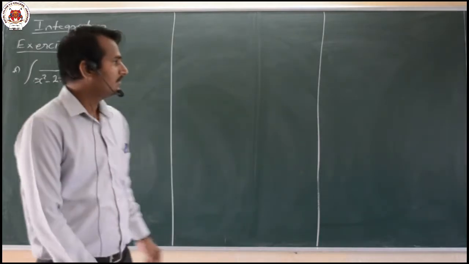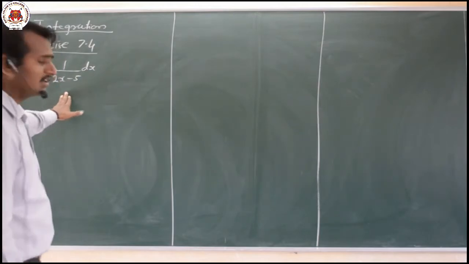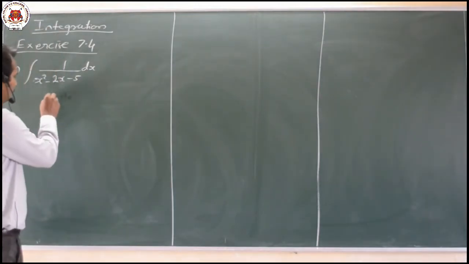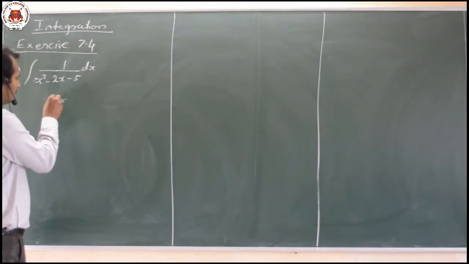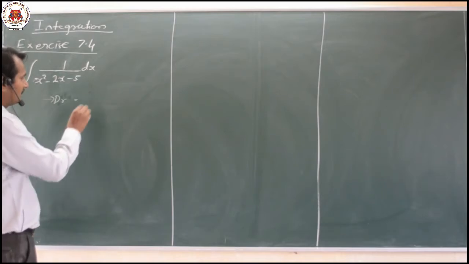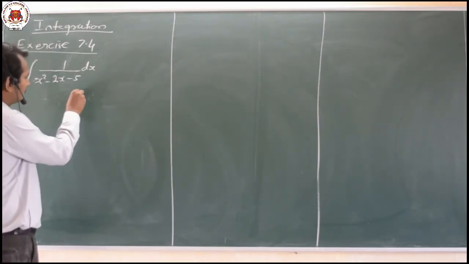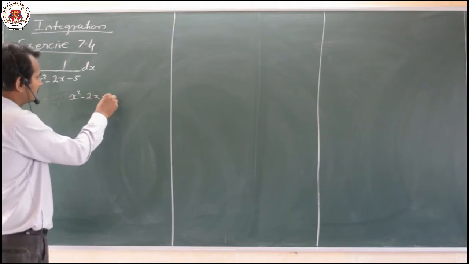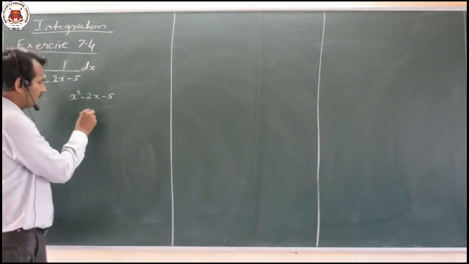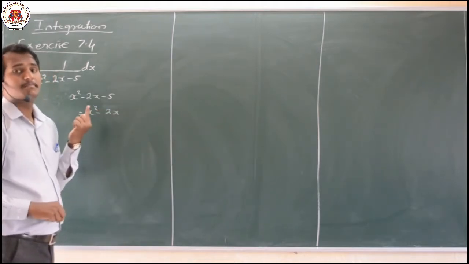To solve this we require the completing the squares method. Now let us examine what it is. For example, in this particular case we shall take the denominator. What is the denominator here? Denominator is x square minus 2x minus 5. Now here can I write it as x square minus 2x. Now we have to frame it in the complete square form.